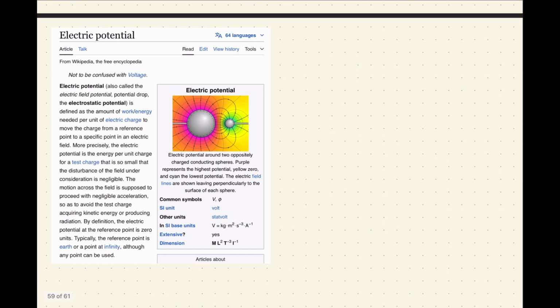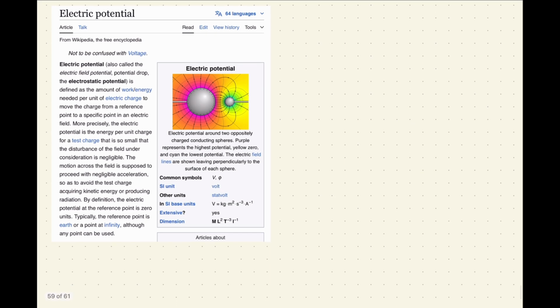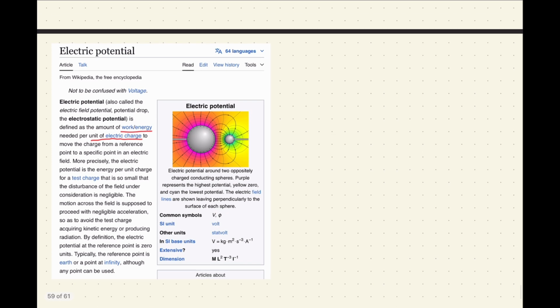But it says electric potential, also called electric field potential, potential drop, or the electrostatic potential, is defined as the amount of work/energy needed per unit of electric charge to move the charge from a reference point to a specific point in an electric field. So this little section right here, work/energy per unit charge to move a charge through some electric field, is literally the definition that we had before.